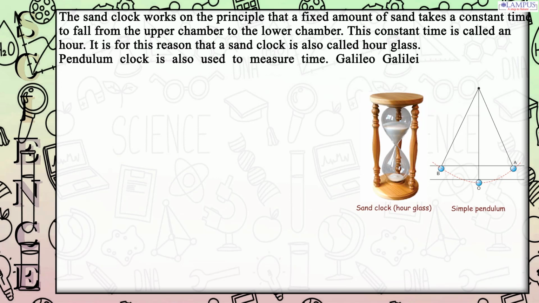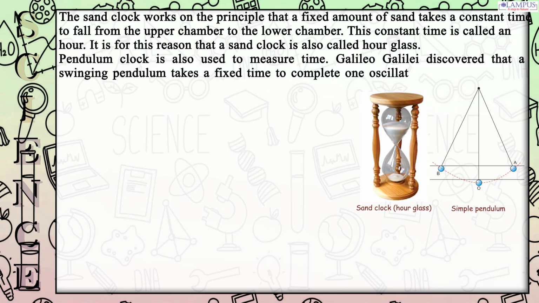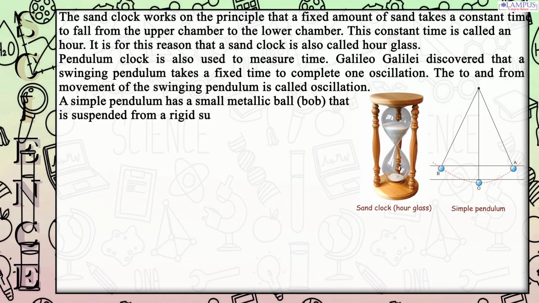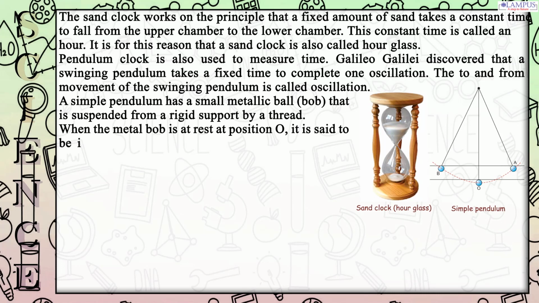Galileo Galilei discovered that a swinging pendulum takes a fixed time to complete one oscillation. The to and fro movement of the swinging pendulum is called oscillation. A simple pendulum has a small metallic ball, the bob, that is suspended from a rigid support by a thread. When the metal bob is at rest at position O, it is said to be in its mean position.